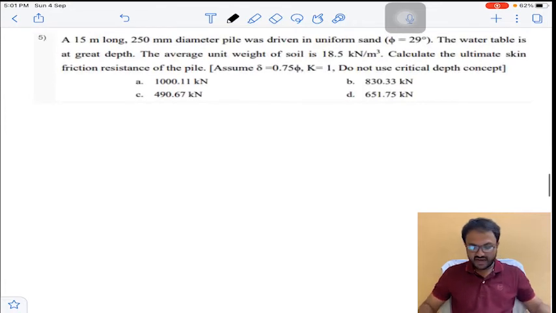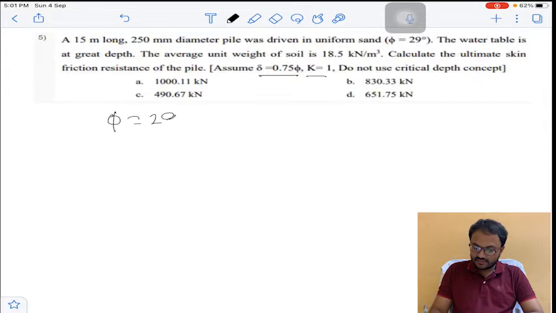Coming to question number 5, a 15 meter long, 250 mm diameter pile was driven in uniform sand, phi equal to 29 degrees. The water table is at great depth, that is, there is no effect of the water table. The average unit weight of the soil is 18.5 kilonewton per meter cube. Calculate the ultimate skin friction resistance of the pile. Delta value: he has given phi equal to 29 degrees. Delta is equal to 0.75 into 29. So you will get 21.75.